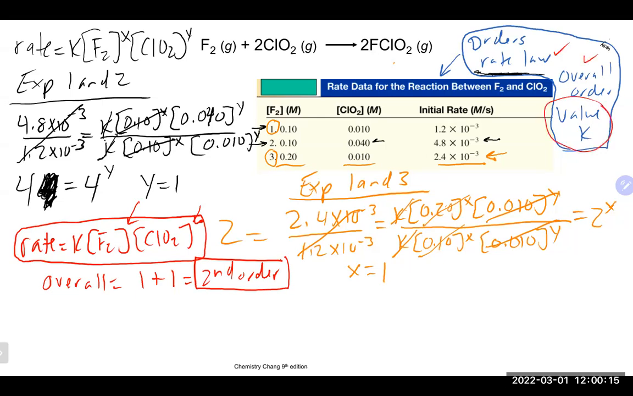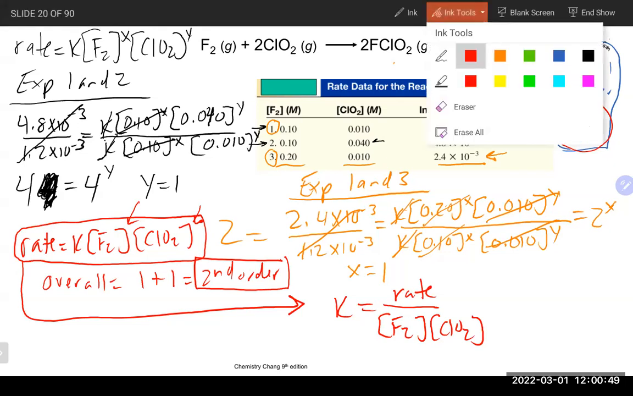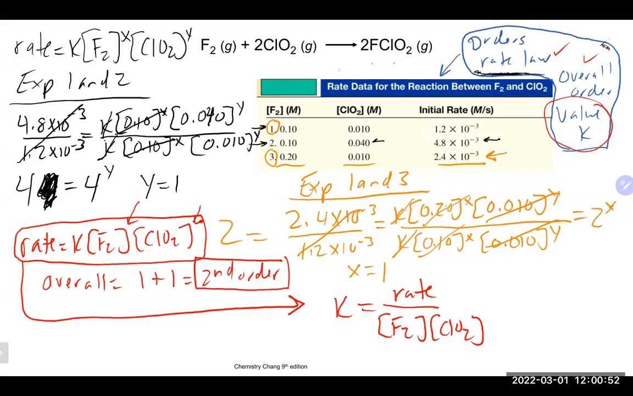The last thing that we want to do is figure out what is the actual value of the rate constant. And we could do that because we now have the completed rate law. So that means we can now take that rate law and actually solve for K. If I solve for K, K would equal the rate divided by F2 divided by ClO2. So all I'm doing is taking that rate law, rearranging it, and solving for K. Now the question is, where do I get those numbers from? And the answer is you get them from the table.